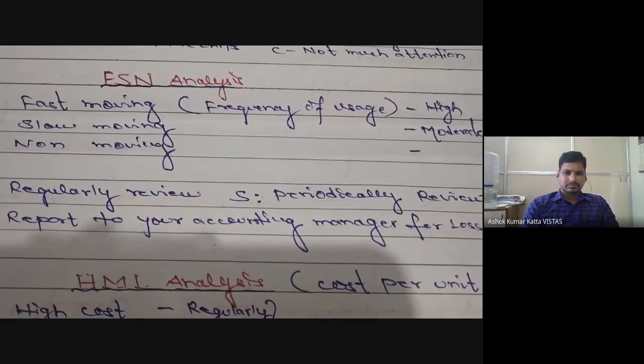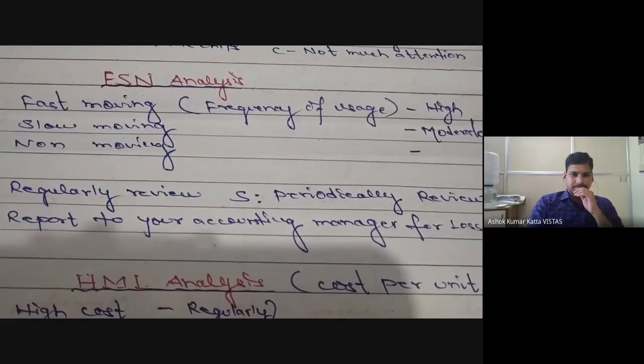And if it is non-moving, then directly you can report to your accounting manager for loss or for disposal. So you have to dispose that material because it has no use, or the particular product is obsolete. You have to dispose that particular raw material or components. So this is the way we can control the inventory on the basis of frequency of usage.